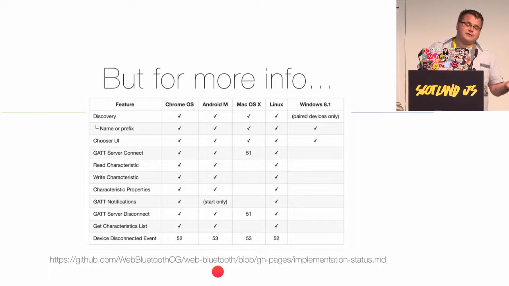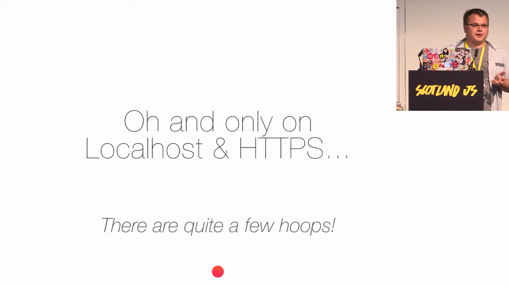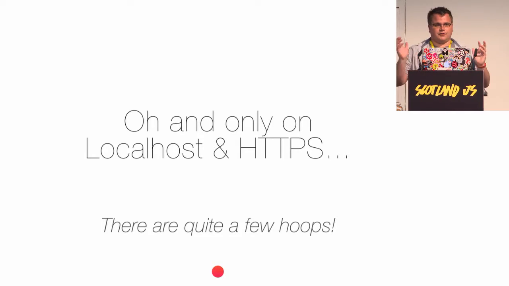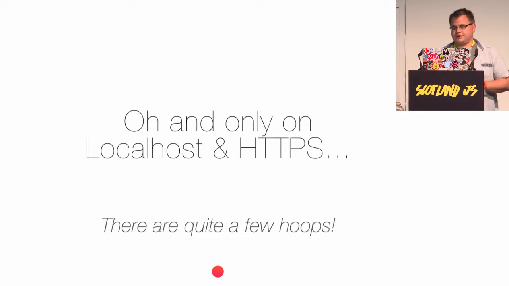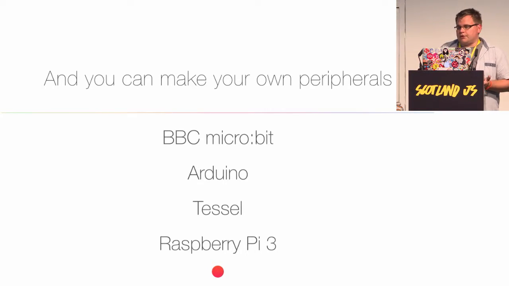So you have to have the right device, and then you have to enable it in Chrome. And then it only works on localhost or HTTPS, what the Chrome team call a secure context. So yeah, there are quite a few hoops to go through. But there's a load of demos out there, and a load of cool stuff that you can start developing with today. So today you can go and make your own peripherals.